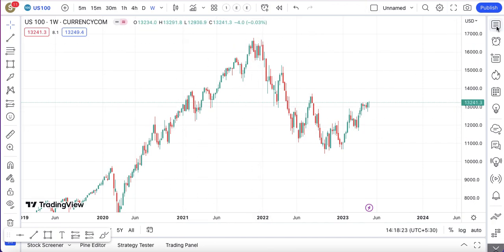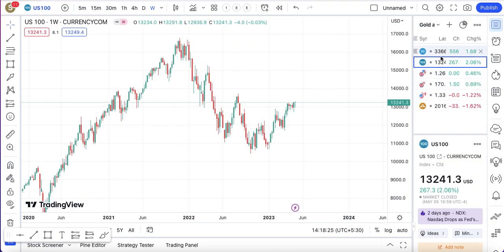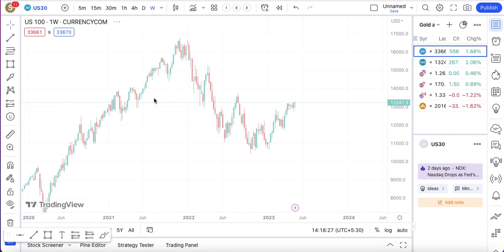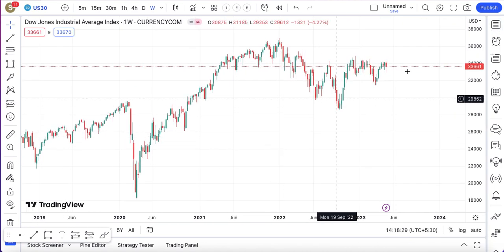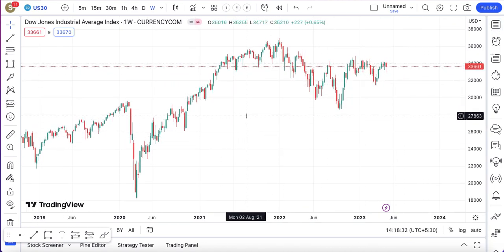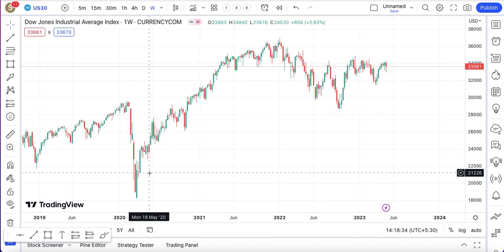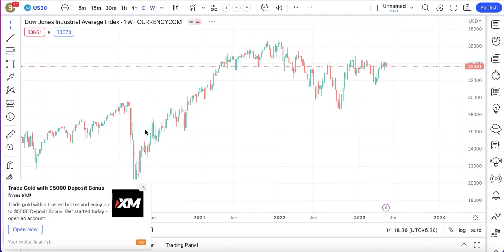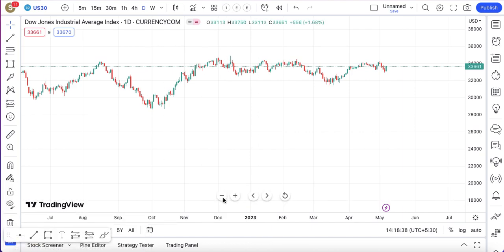Let's begin analysis for the coming week. That is 8th of May. So the first pair let's look at is Dow Jones, that is US30. So this is US30 for me. This is the weekly chart that is open right now.